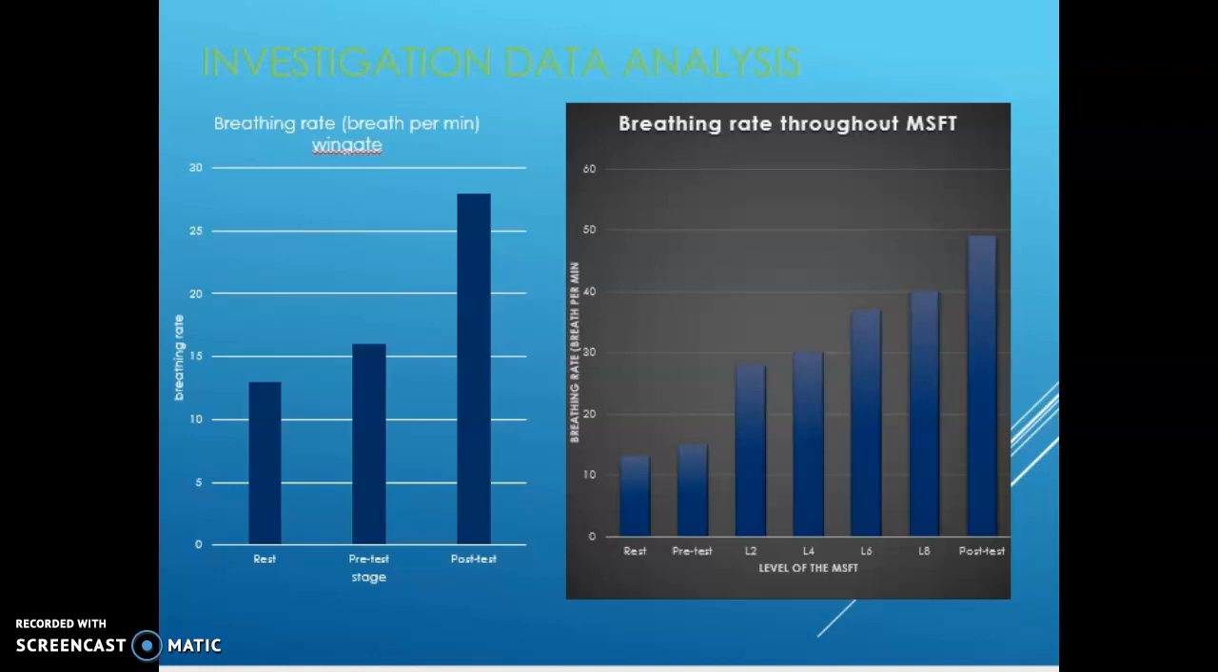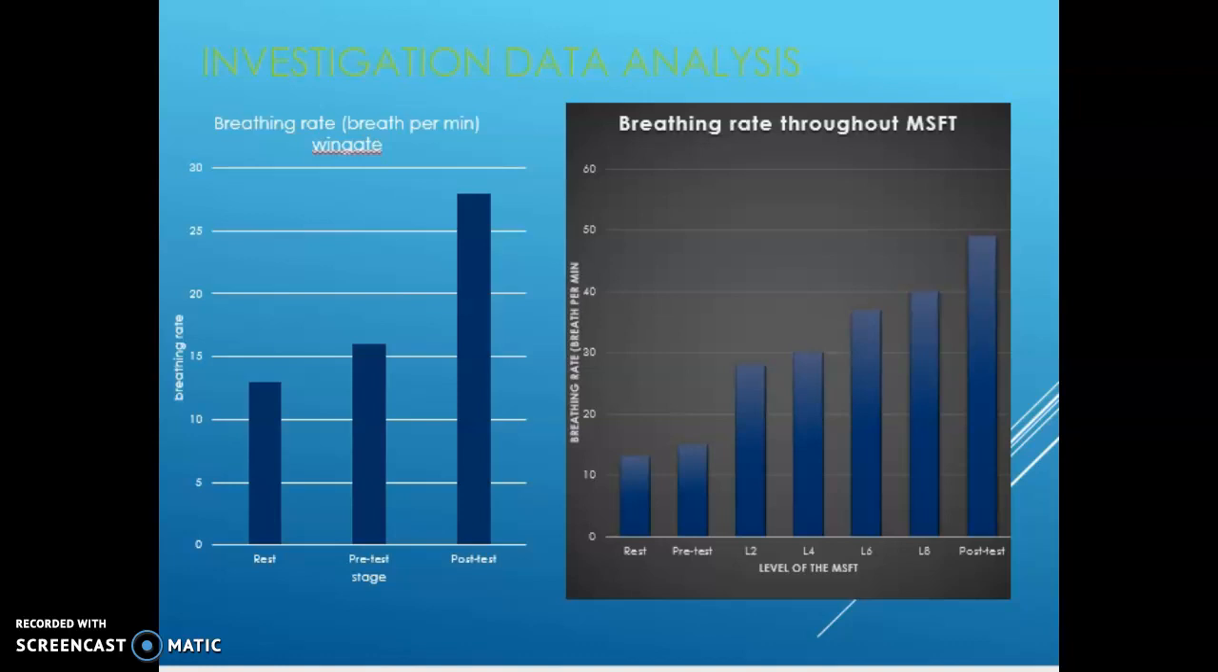However, it was likely the body was preparing for exercise, and therefore the brain was sending impulses down to increase the breathing rate before the test began. As you can see in the multi-stage fitness test, as the levels increase, so did the breathing rate. This can be interpreted that due to the intensity of the exercise increasing, the respiratory system had to counter this through producing a higher ventilation, and therefore a higher breathing rate, as the two are proportional.